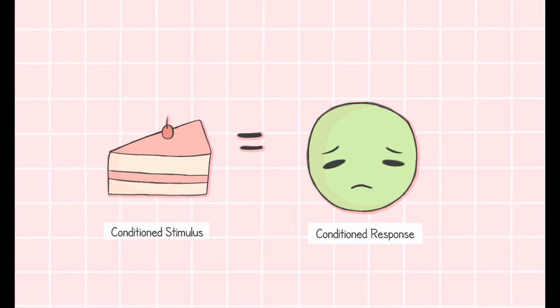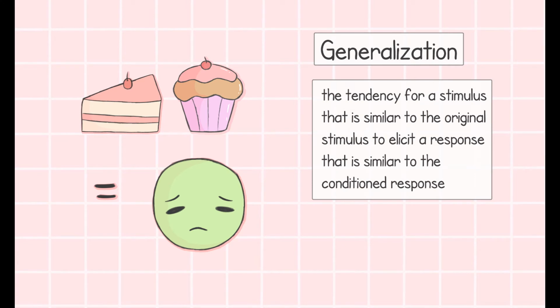This is also known as taste aversion, where you associate a particular sensory cue with getting sick and thereafter avoiding the particular sensory cue in the future. Now, what if you learn to associate not only cake but also desserts that are similar to cake, such as cupcakes, to feelings of sickness? That would be what is known as generalization, which is the tendency for a stimulus that is similar to the original stimulus to elicit a response that is similar to the conditioned response.